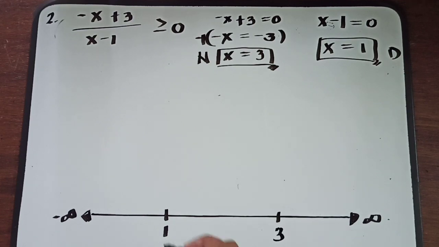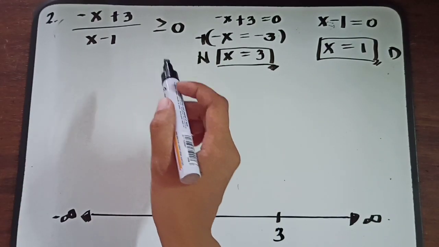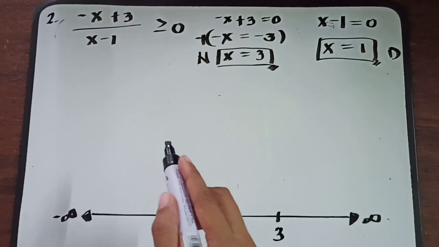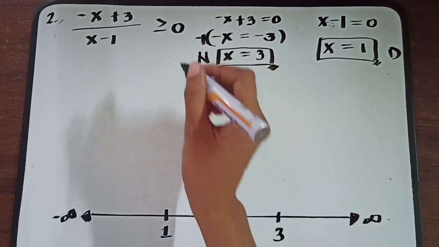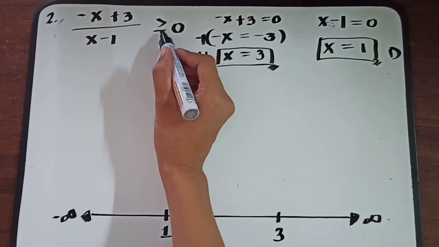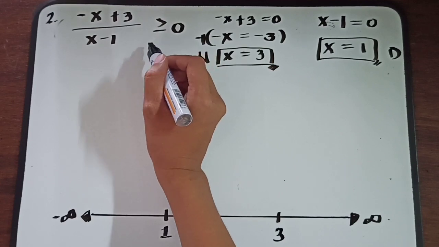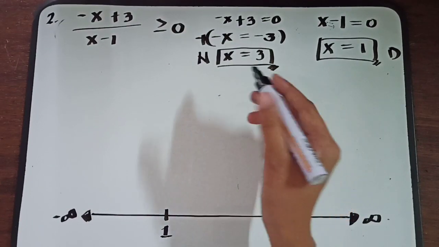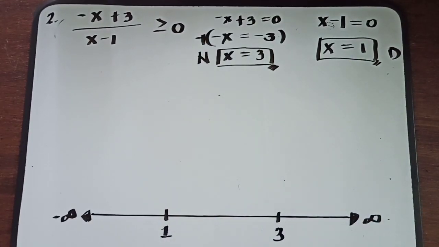Okay, so next is, alamin natin kung included ba or excluded itong 1 and 3. So, kanina, sinabi natin na kapag greater than lang or less than lang, ibig sabihin yung zeros of numerator and zeros of denominator ay hindi nakasama sa solution set. Pero kapag ang given is greater than or equal, o di kaya less than or equal, ibig sabihin isa dyan ay pwedeng kasama sa solution set. So, paano ko malalaman kung kasama siya?